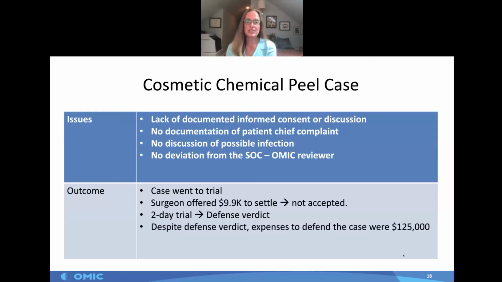The surgeon offered to settle for about $10,000. This wasn't accepted, and there was a 2-day trial, which ultimately resulted in a defense verdict, fortunately. But despite the defense verdict, the expenses to defend the case were substantial. They were $125,000. So the informed consent process and documenting it is very, very important in terms of showing people what your intention was with the patient and then being able to defend a claim when it happens. Next slide, please.